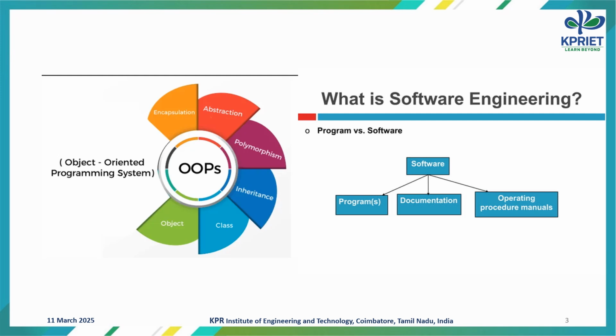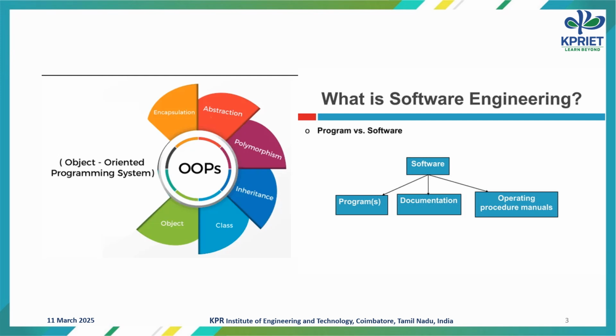And the next one is called encapsulation. Encapsulation is nothing but wrapping up of data in a single unit. That is, binding together the code and the data it manipulates is called encapsulation. Okay, so these are the object-oriented concepts, and we are going to include these concepts in our software engineering concept.